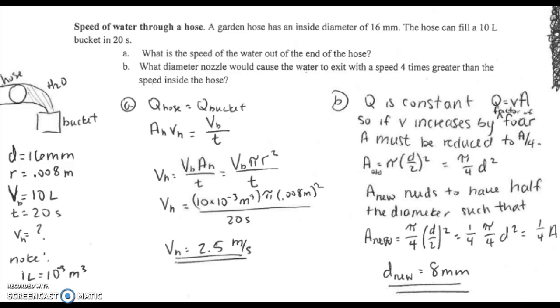And I show that more mathematically here in the third column, part B. So in doing that, we know that we have to have half the diameter, and then we get 8 millimeters. All right, so I hope that was helpful.